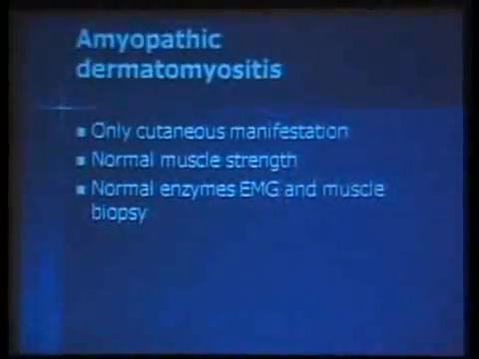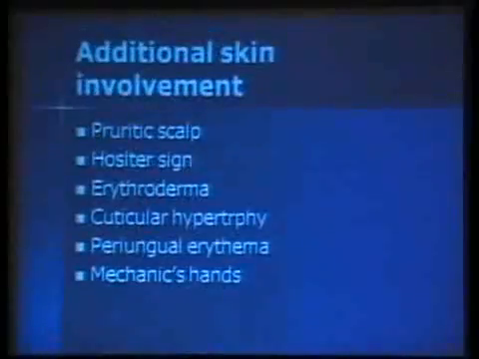And there is yet another variety which is called amyopathic dermatomyositis. Now in this we only have the cutaneous manifestations of the disease, and there is normal muscle strength, normal enzymes, normal EMG and muscle biopsy findings. We may come across some additional skin signs in the dermatomyositis variety: pruritic scalp, Holster sign or erythroderma, cuticular hypertrophy, periungual erythema, and mechanic's hands.